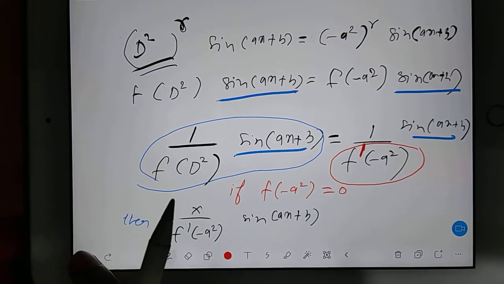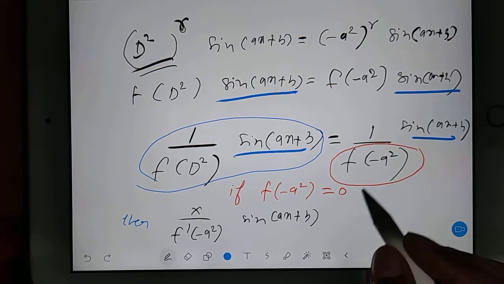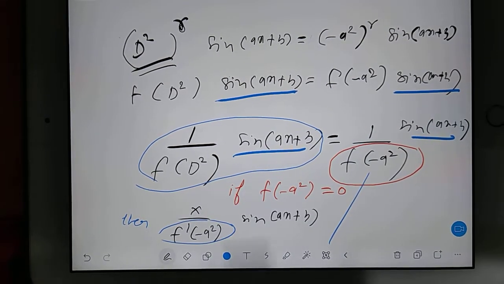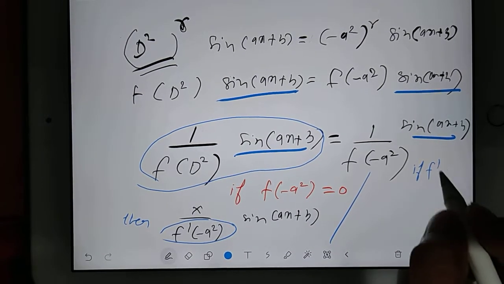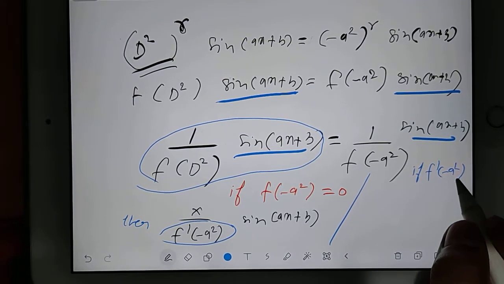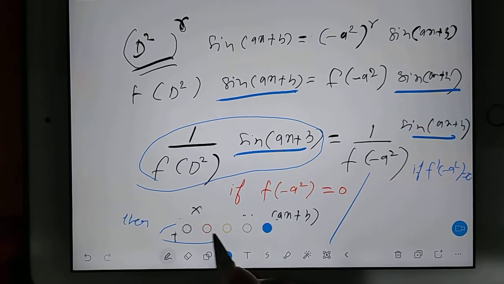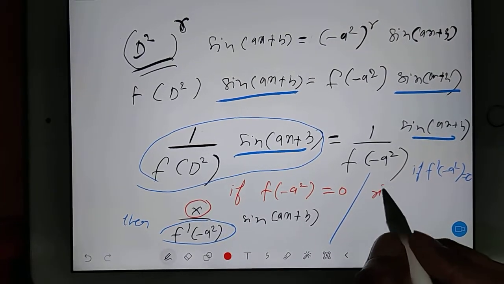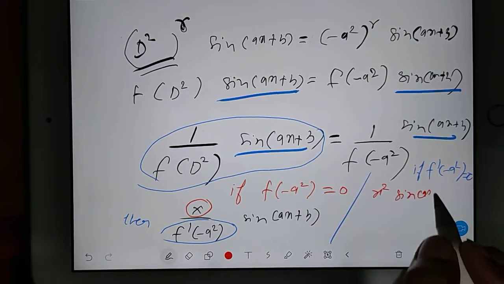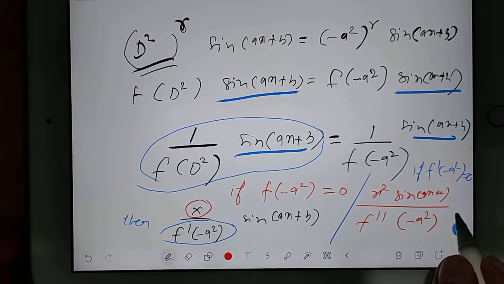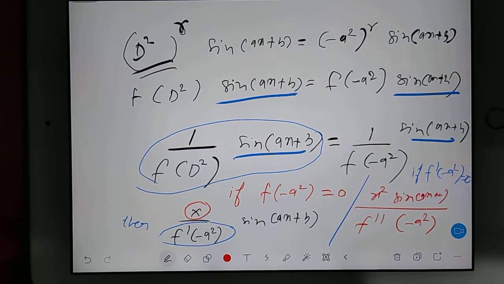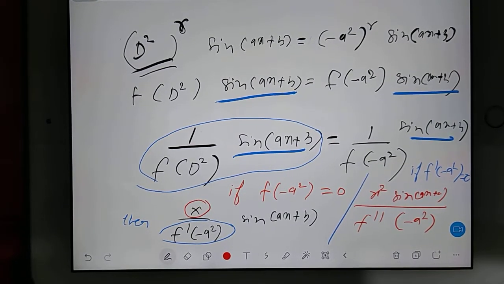Simple. And if you have trouble, one more time, suppose this also became 0. Means if f dash minus a square is also equal to 0, in that case you will put one more time x. So it will be x square sine ax plus b whole divided by f double dash minus a square, and it will keep on going.